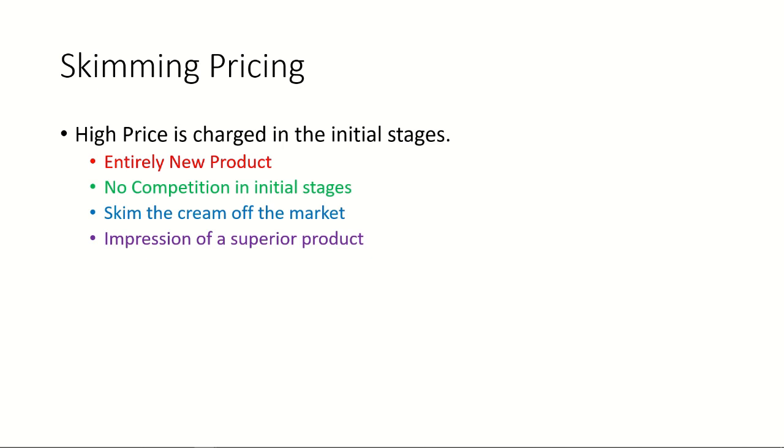And this method will help to skim the cream of the market before the entry of rival firms. So under this method, the first one is the impression of a superior product. A high price always silently tells that it is a product of superior quality. We all know that we will go for the higher priced product on the belief that it has superior quality. So this is about the skimming price, that is, a high price is charged in the initial stage.